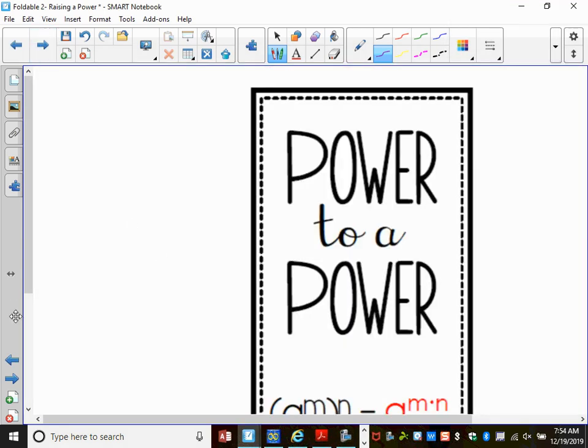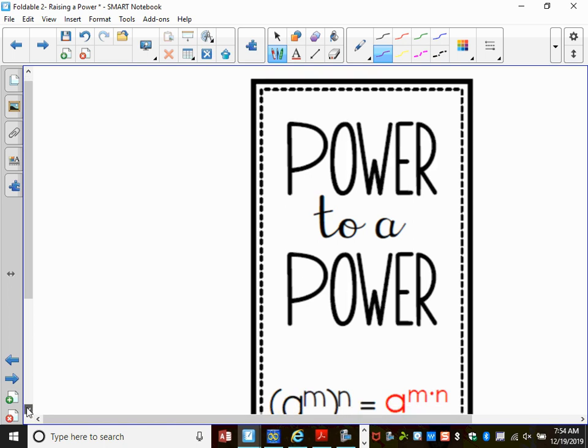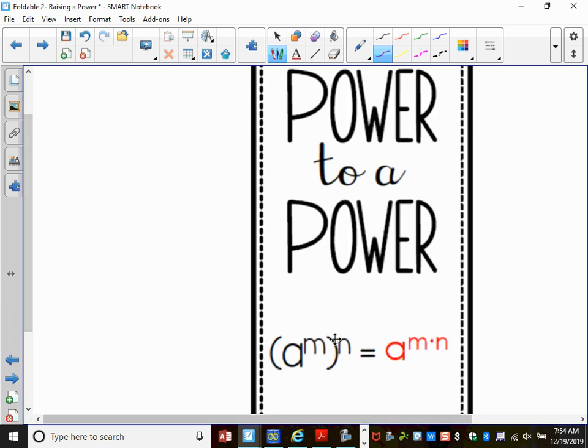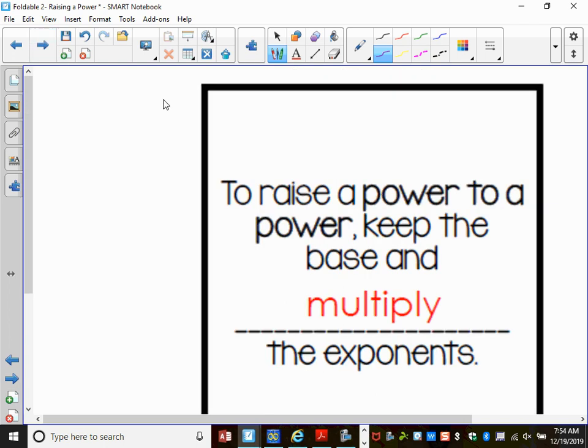All right, so we're going to start with a power to a power. A power to a power means when you have an exponent inside and an exponent on the outside, then you're going to multiply the powers together. Okay, so you should have this: to raise a power to a power, you keep the base and you multiply the exponents.